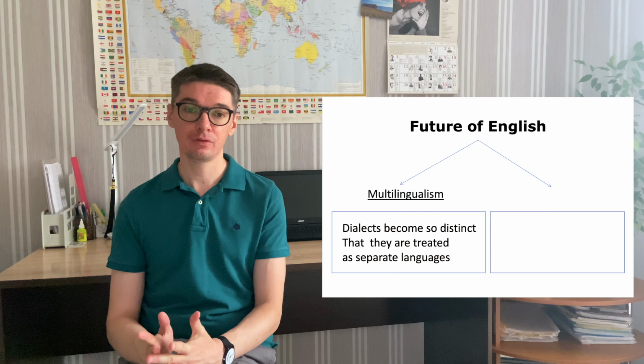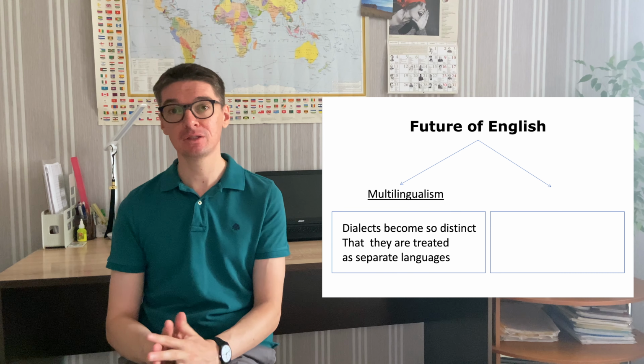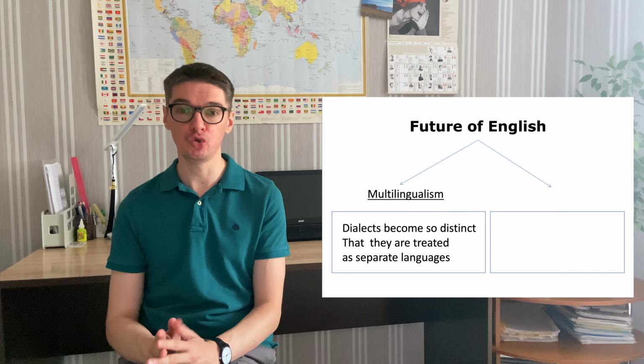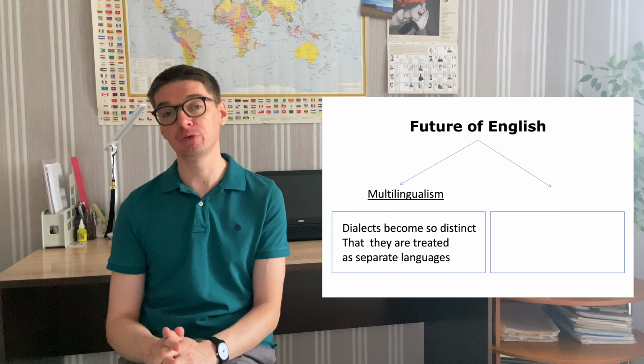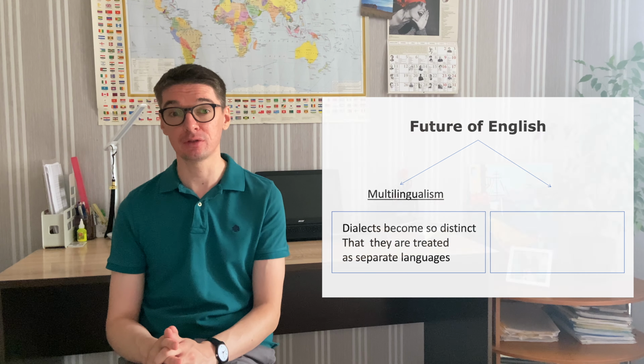The changes that happen to English because of its status as a global language give much food for thought about its future. How will English develop, and what will it become? When considering this question, one may find 2 possible answers. The future of English may be multilingualism. That is, numerous dialects of English will become so distinct that they will be treated as separate languages.